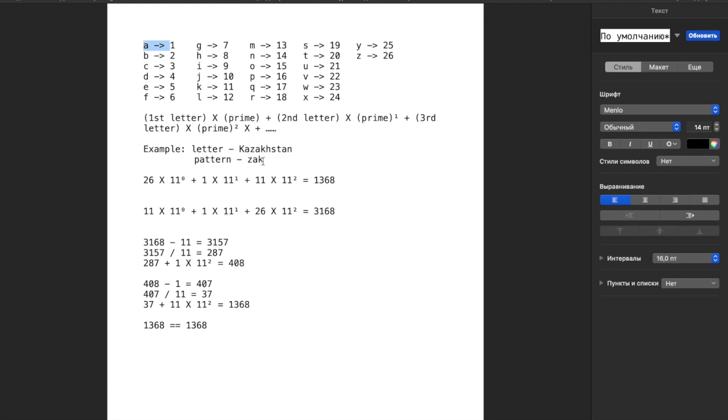And we take the last letter, which is K. The value of K is 11. We take 11 and multiply it by 11 to the power of 0, and we get this one. In the end we add all the values, and we have the hash value of our pattern.